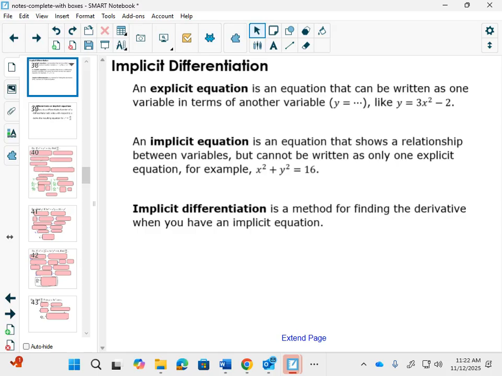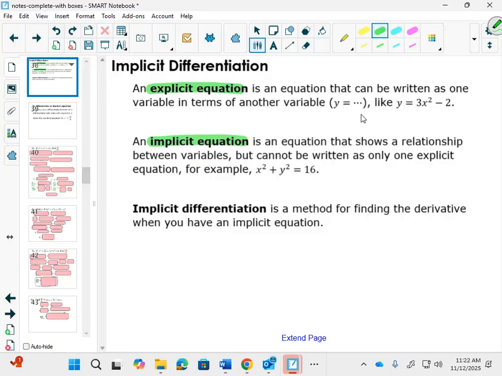Thank you. All right, page 12. We're going to look at implicit differentiation. So we need to know the difference between an explicit equation and an implicit equation. An explicit equation is one that is easy to get y by itself, like y equals 3x squared minus 2, which is a parabola.